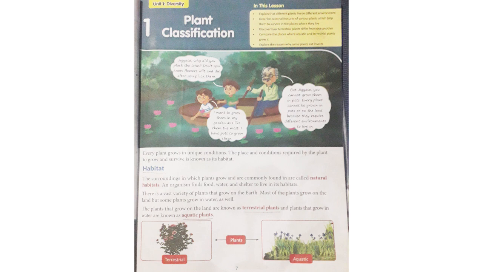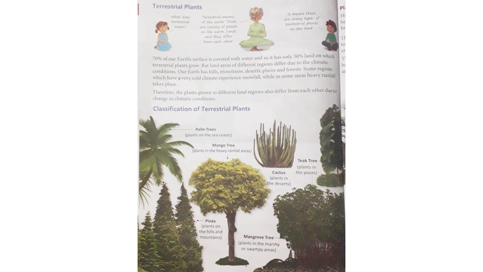You can see in this picture, on the left side there is a terrestrial plant and on the right side there is an aquatic plant. Now let's study about terrestrial plants.